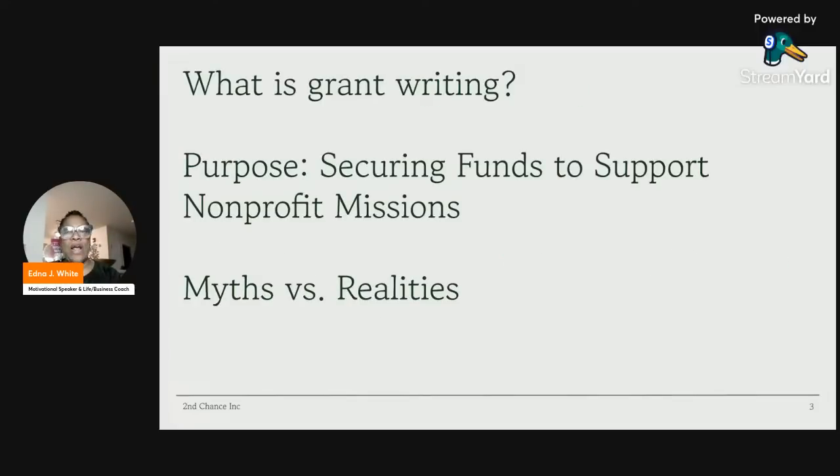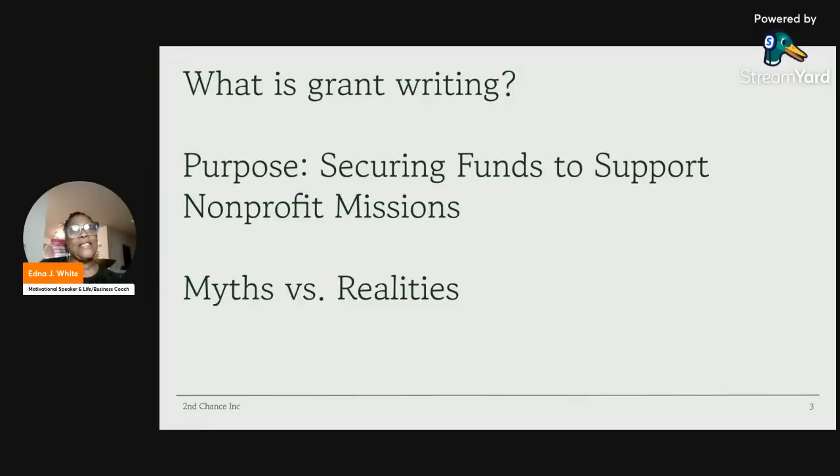So what is grant writing exactly? Grant writing is simply the process of telling a compelling story about the work you're doing and asking for the funding to keep it going. You don't need to be a professional writer. You just need to be clear and honest about the impact you're going to make. Simple as that.